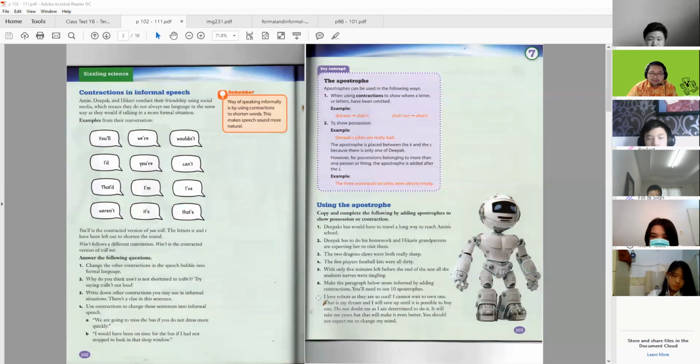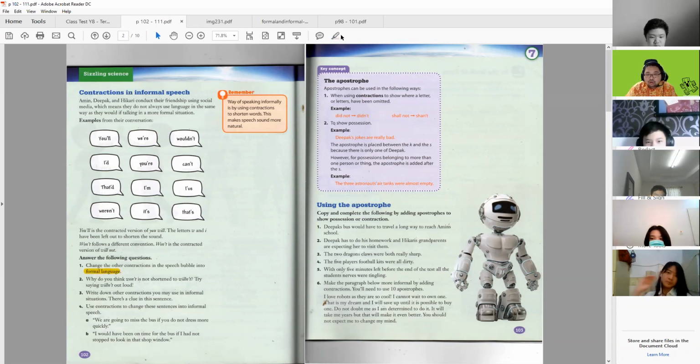Okay, I'm is the short version of I am. Okay, I'm using it. Yes. Right. Okay. So if we make it longer, that means we make it into a formal language. We already did that.